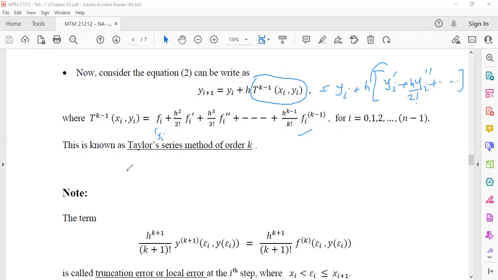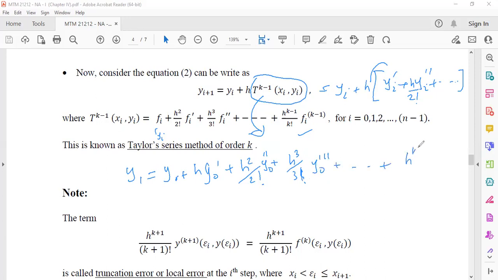So what that says is our y1 should be y naught plus h of y naught dash plus h squared over 2 factorial y naught double dash, then h cubed over 3 factorial y naught triple dash, and it goes up to h to the k over k factorial of the k-th derivative of y naught. Since we are going up to order k, this is the Taylor series method of order k.